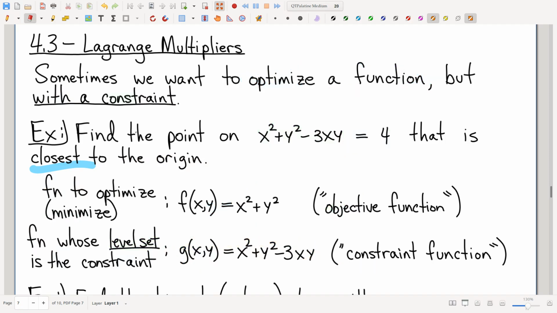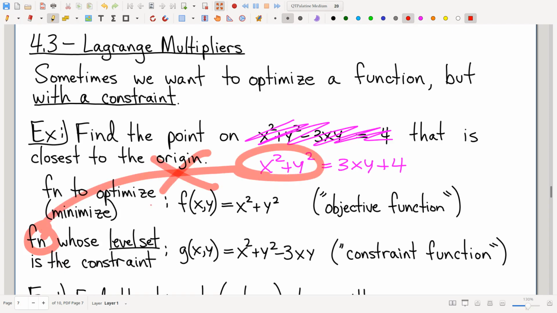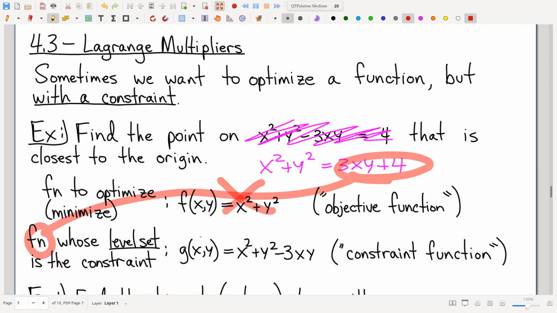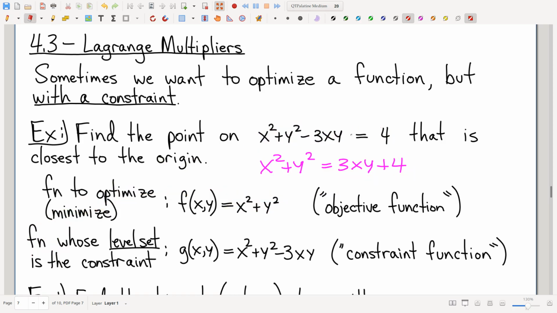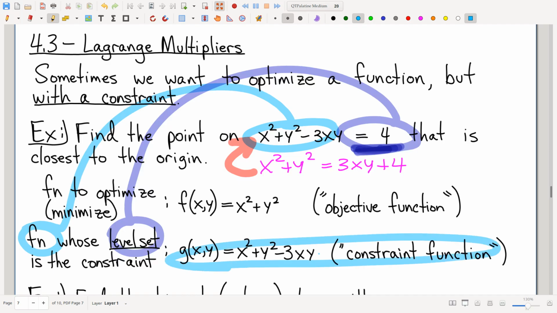Okay. All right. So, for example, if your constraint equation comes to you in a different form, for example, maybe your constraint comes to you as x squared plus y squared equals 3xy plus 4. Right? Don't make the mistake of thinking that the constraint function is this. It's not. And likewise, equally ridiculous, it's not that either. You've got to rewrite what you're given as a level set. Got to be a level set, and then whatever's left over, whatever function you're looking at a level set of, that is your constraint function. Everybody see what I'm doing there? Okay. Really, really important.